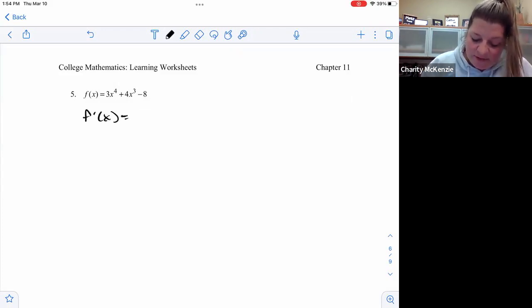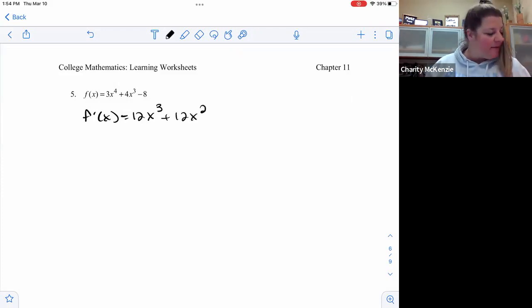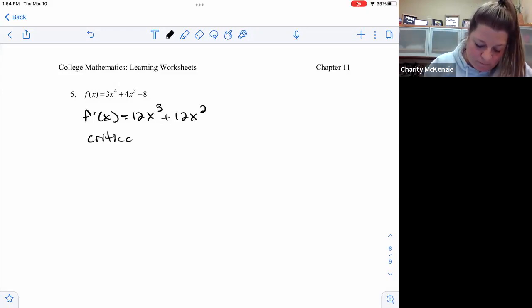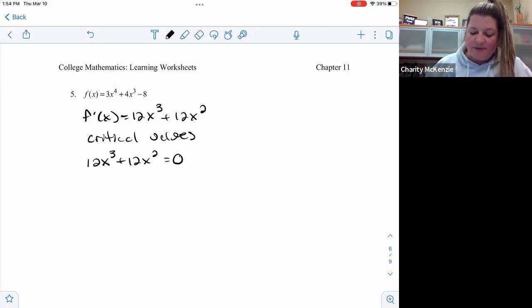Okay, so 4 times 3 is 12, x to the third, plus 4 times 3 is 12x squared. And that's all we have on that one. Okay, then from here, we're going to find our critical values. So where does the derivative equal 0? So 12x to the third plus 12x squared. Where does that equal 0?